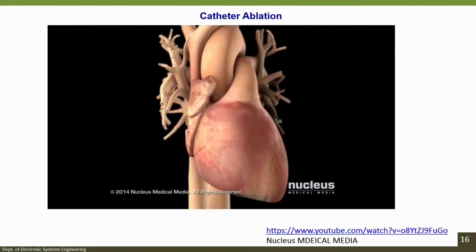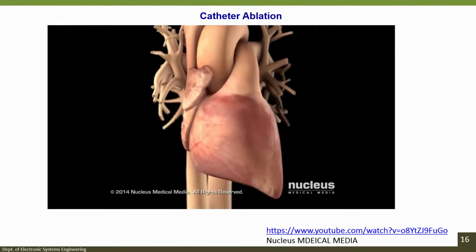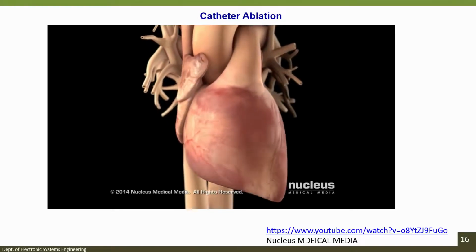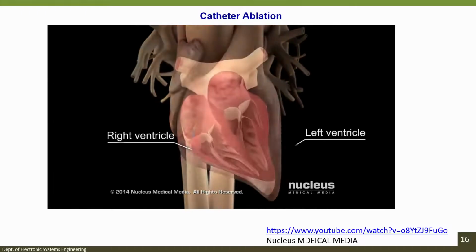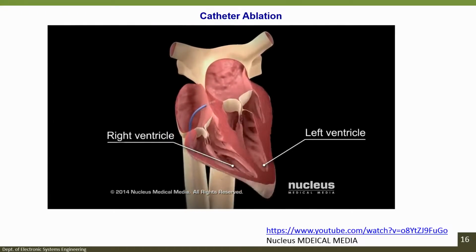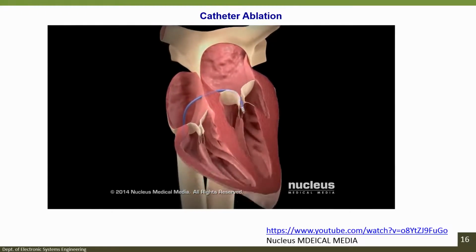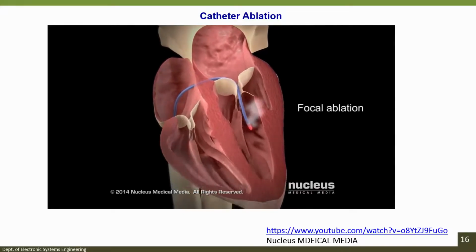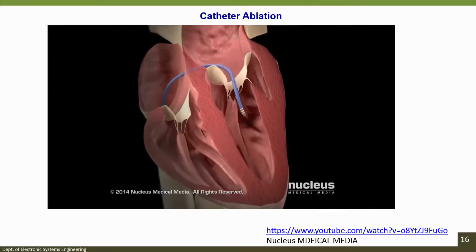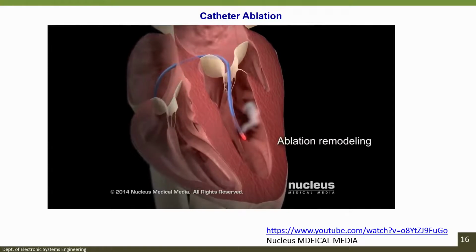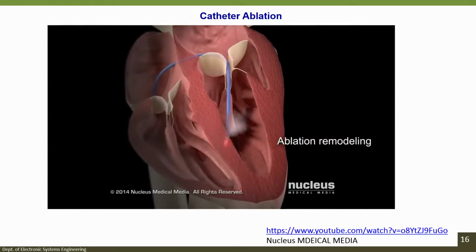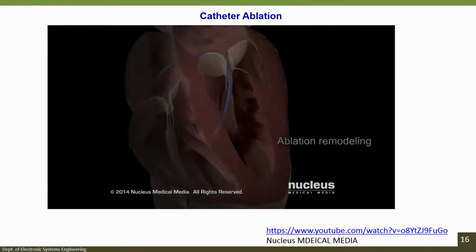Both types of ablation restore normal electrical impulses and prevent an arrhythmia from happening. If the cause of the arrhythmia is in the ventricle, the doctor can do either focal ablation or ablation remodeling to treat more complex arrhythmias of the ventricle. Okay. So, the video you have seen shows about the catheter ablation.